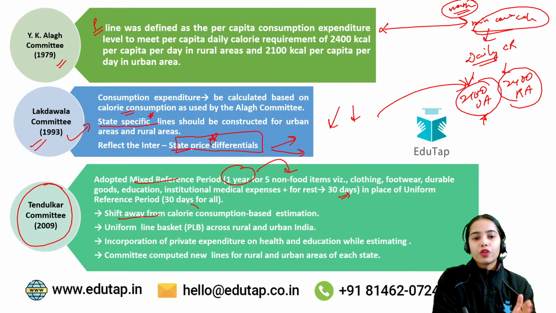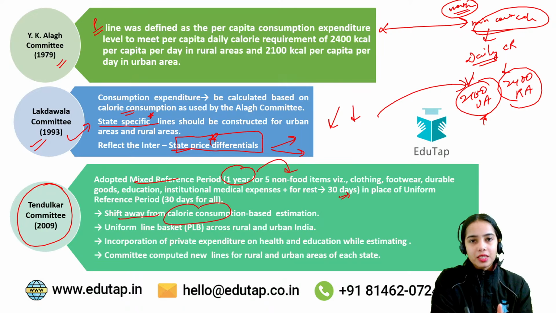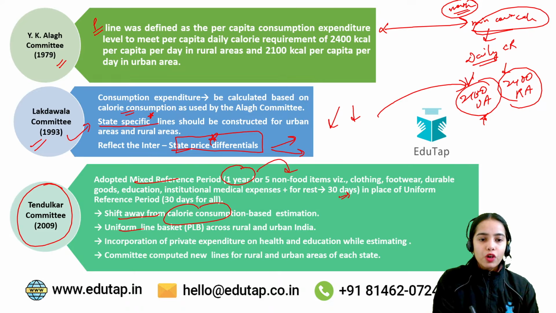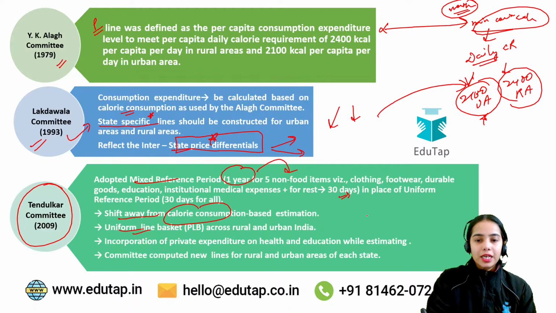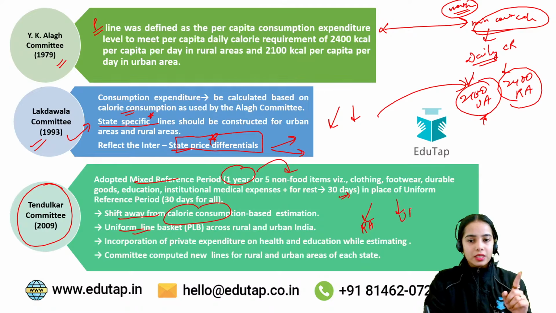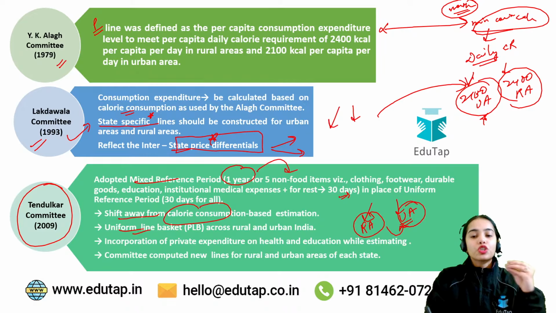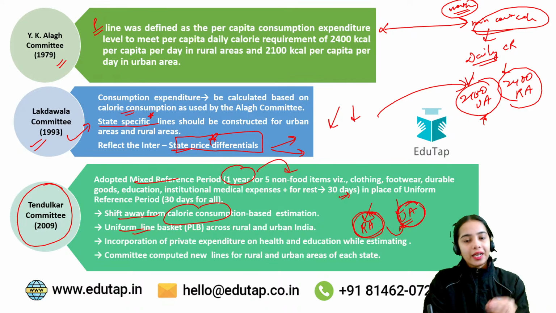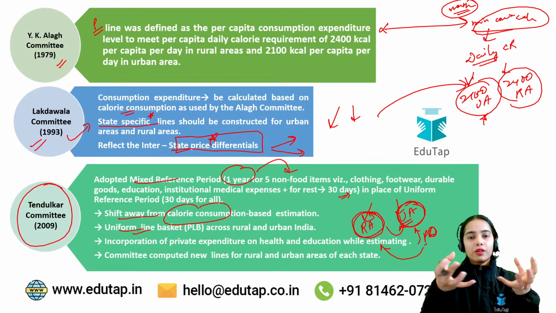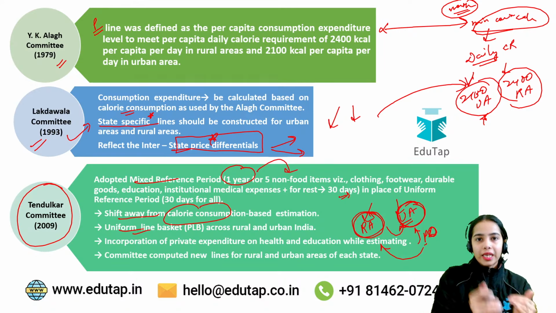We have to shift away from calorie consumption based, because right now we are focusing on calorie rather than nutrition. So we have to shift away from calorie consumption to nutritional consumption. Uniform poverty line basket means there will be two different poverty lines constructed, one for rural area and another for urban area, but the consumption basket should be the same. That means we should be consuming the same in rural and urban areas; though because of the price differential the expenditure might differ, we should provide the same basket of goods to rural and urban areas.